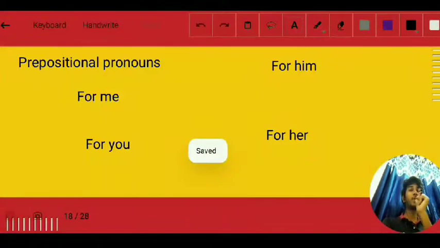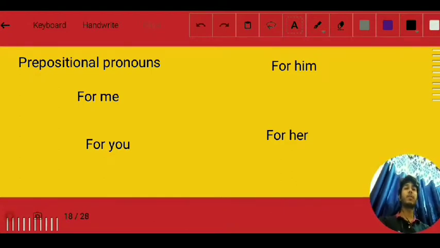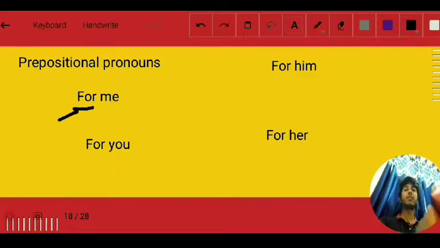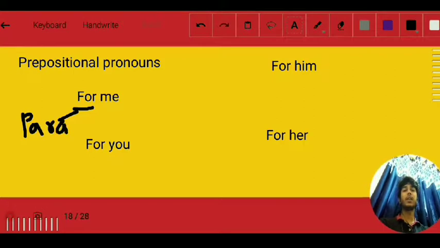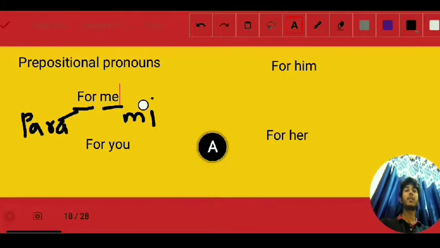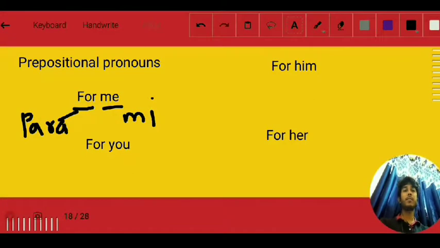So first of all I am going to discuss only 4 prepositional pronouns in this lesson, and the rest we are going to cover in part 2. So if you are going to translate for me, the translation for "for" is para, P-A-R-A, para, and "me" is mí, M-I, mí. And here we have para for you. So for "for" we have para, and for "you" we have ti.